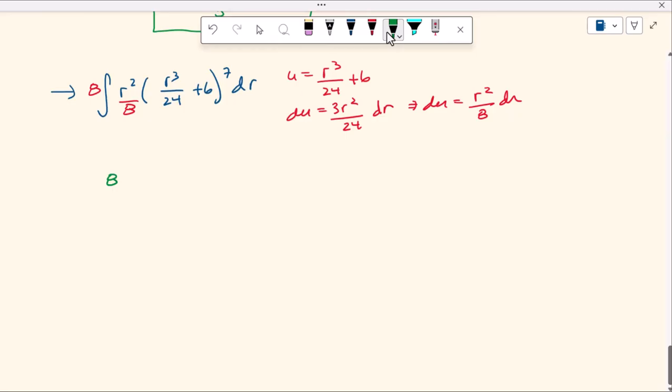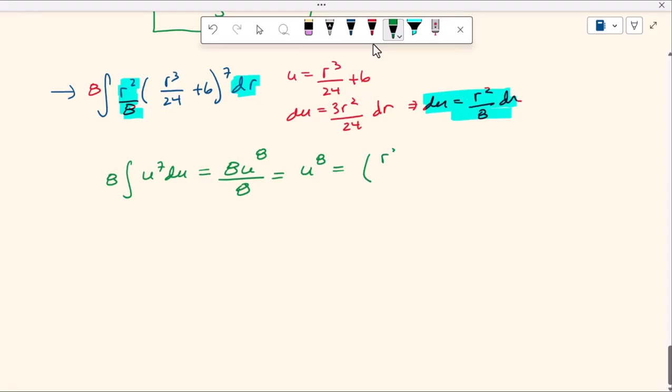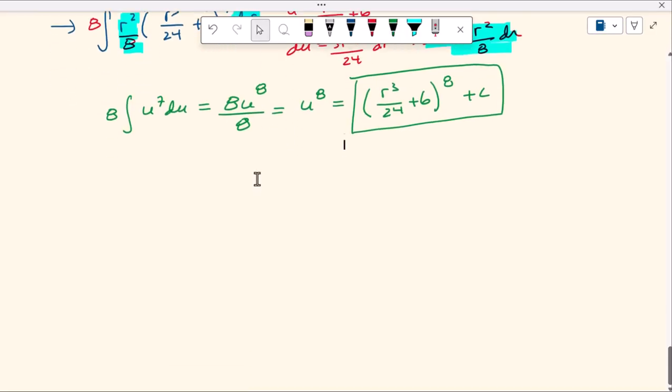So this looks like 8 integral, and then r squared over 8 dr is substituted in for my du. And then this entire r cubed over 24 plus 6 is my u, so that's u to the 7th du. And then I just use my good old power rule, add 1, divide by the sum. The 8's cancel, and I'm just left with u to the 8th here. But u is r cubed over 24 plus 6 to the 8th. And then, of course, we have our plus c, our constant of integration. So don't forget that constant of integration. Okay, I like that one. That was a good one. A good old u substitution.